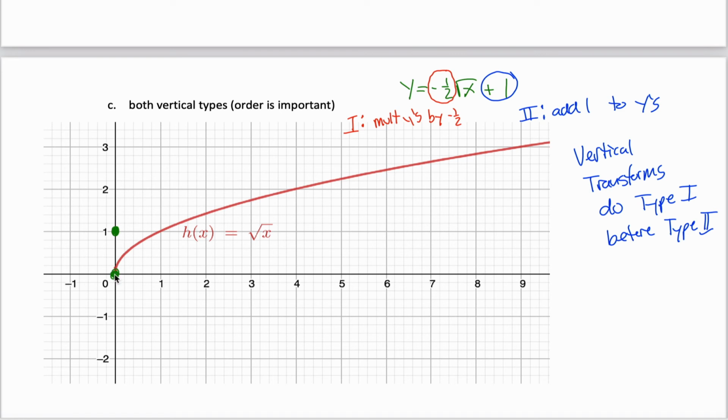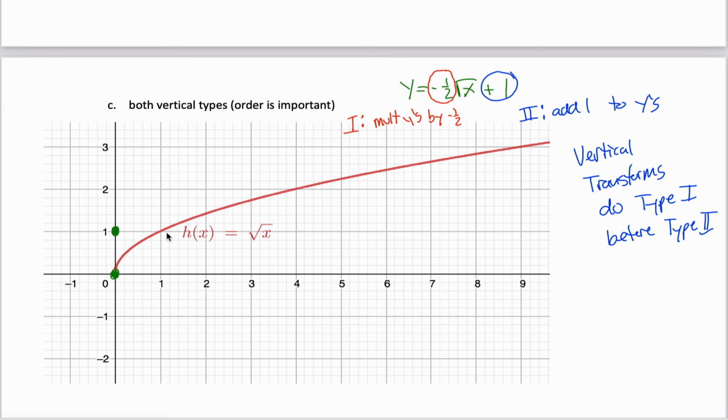Consider for a second doing these in the other order. If I had started at this point of 0 and tried to do my type 2 transformation, I'd be adding 1 to it and come up here. And then if I multiplied it by negative 1/2, because 1 times negative 1/2 is negative 1/2, it would have moved down here. So when I do type 1 before type 2, I end up here with the y coordinate of 1, but when I do type 2 before type 1, I end up down here with the y coordinate of negative 1/2. Because we end up at different points, it's really important the order you do them in, which is why I specify do type 1 before type 2. This point should end up here at positive 1 and not down here at negative 1/2.